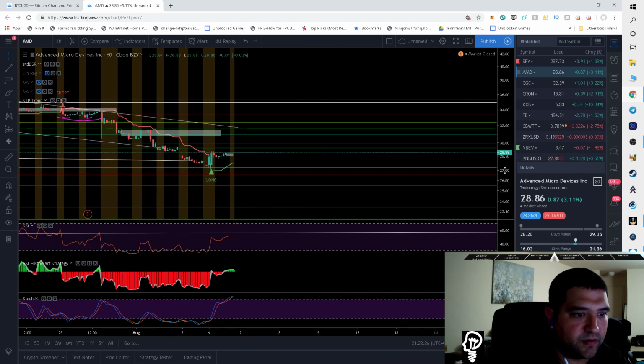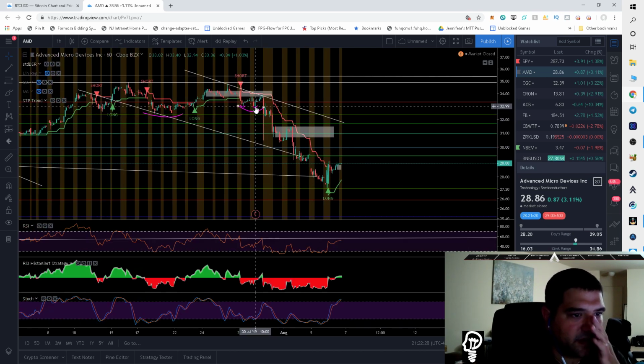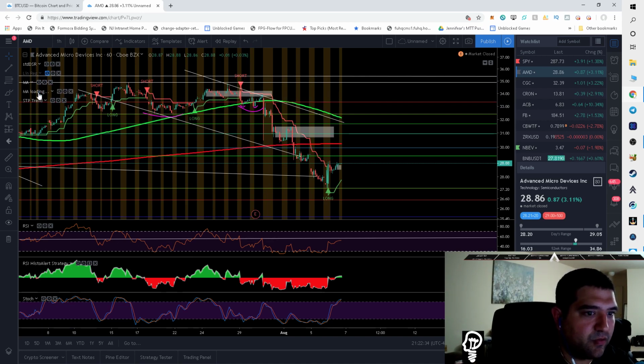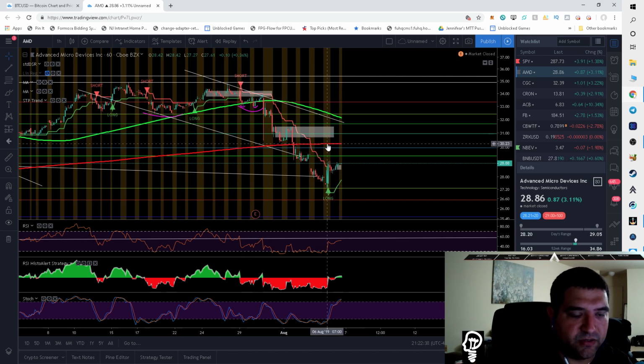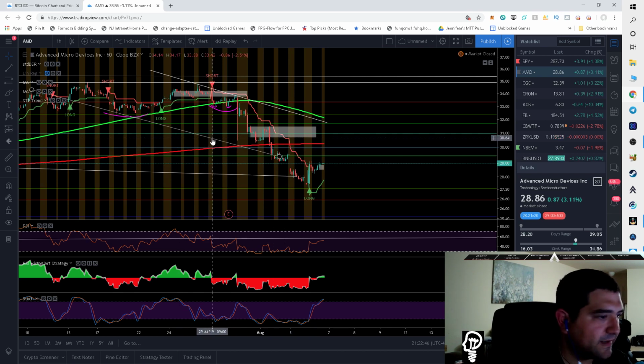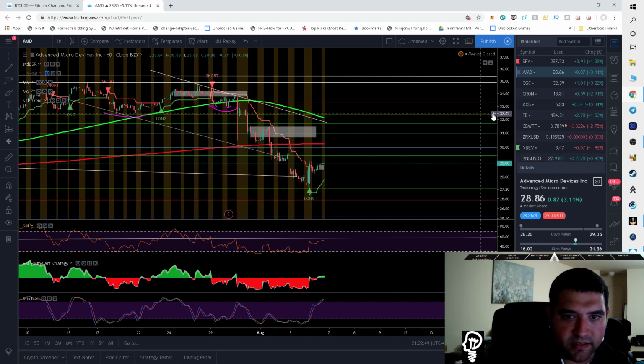I obviously wasn't really following that prior to today. I just got these little indicators on. But if we put in the moving averages, we can kind of see that this will probably be a big area of resistance right here, right around the $30 area for AMD. And that's AMD. I'm just playing a little bounce on AMD.